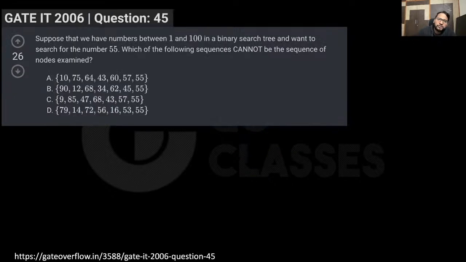So now let's solve this question. This is the next question that we want to solve. What they are saying is that suppose we have numbers between 1 to 100 in a binary search tree and want to search for the number 55. Which of the following sequences cannot be a sequence of the nodes examined? This is one interesting question, and I will tell you how to solve these kinds of questions. They have 1 to 100 in their binary search tree, and they want to search for 55. Which of the following sequences cannot come if you are looking for 55? That's what they are saying, right?